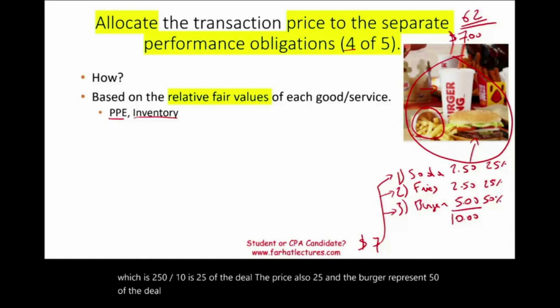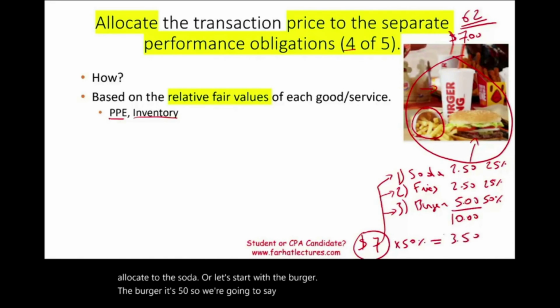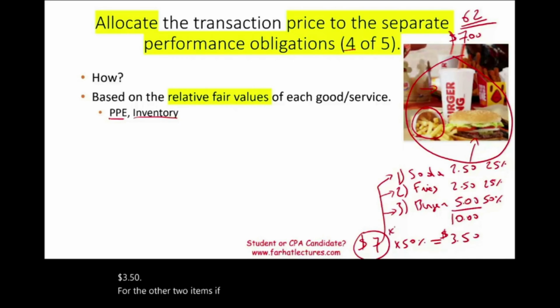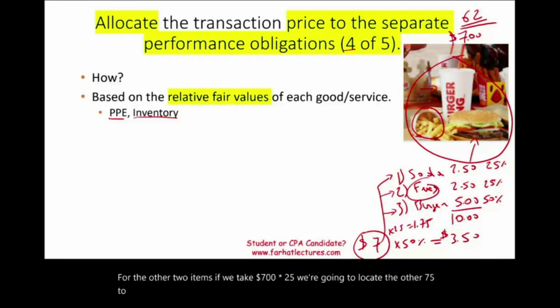Now we can determine how much of the $7 to allocate to the soda. Well, let's start with the burger. The burger is 50%, so we're going to allocate $3.50 to the burger. For the other 2 items, if we take $7 times 25%, we're going to allocate $1.75 to the fries and $1.75 to the soda. And this way we allocated the $7 to all 3 items.